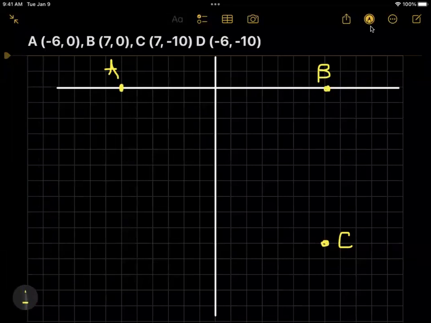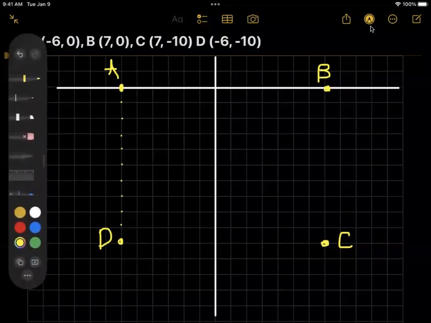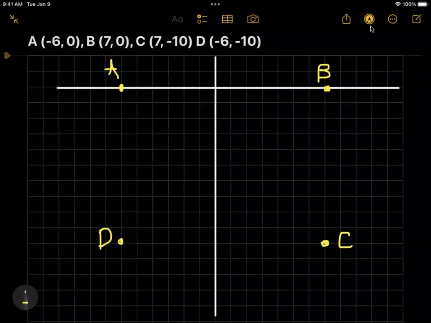Okay, so point D is at -6, -10. That means from the origin, we would go back 6, which actually brings us to point A. And then we're going to go down 10. 1, 2, 3, 4, 5, 6, 7, 8, 9, 10. This is point D. Okay, perfect. I'm going to erase those dots that I used so you could help me track my counting. All right, now we have our shape.